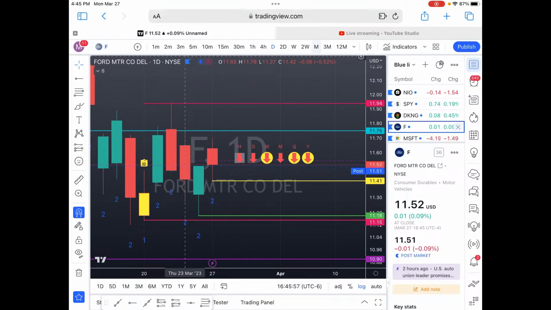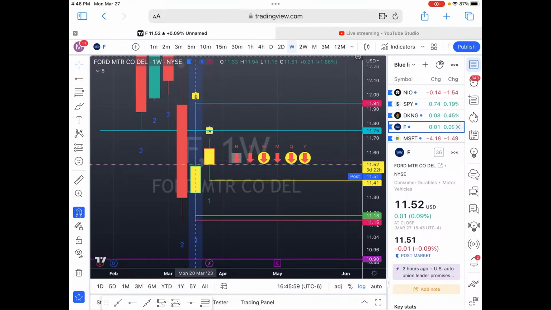So if I go to the weekly chart, there we are. That's my inside bar here. Those are my marks, and we're stuck. We're trying to break out of that. We're trying to break through that.